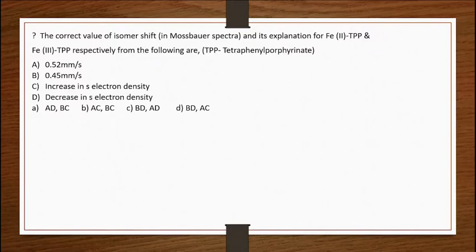So they have given four statements: 0.52 mm per second, 0.45 mm per second, increase in s electron density, decrease in s electron density. This is a June 2011 question. So what we know is tetraphenyl porphyrinate will be a strong field ligand, so it will form a low spin complex. So one is Fe2 and other is Fe3. So one is a d5 system and another is a d6 system. So Fe2 is a d6 system.